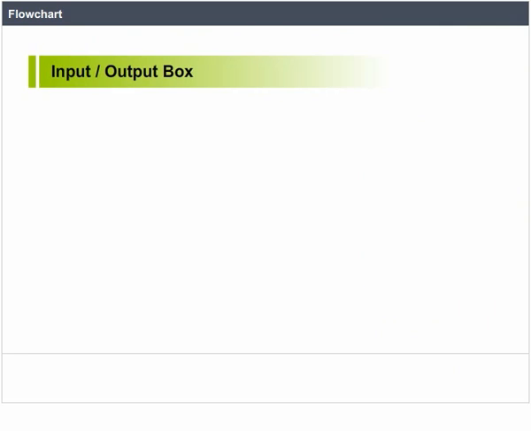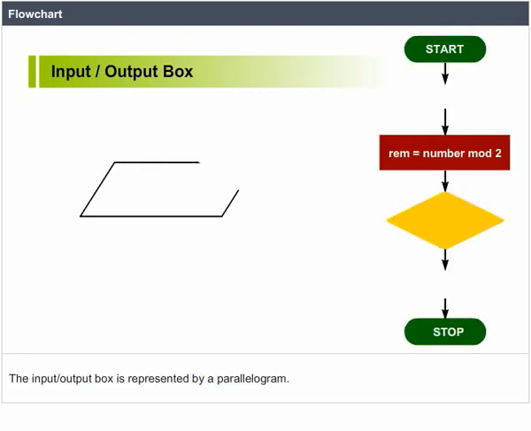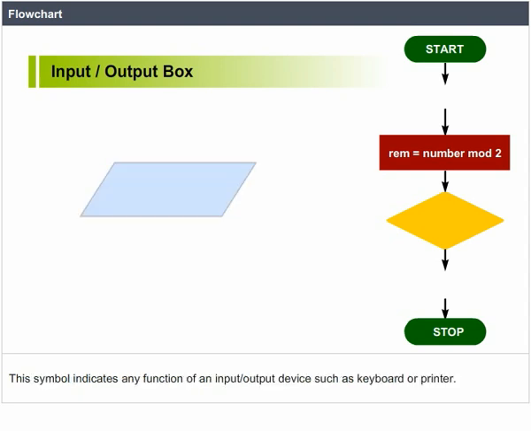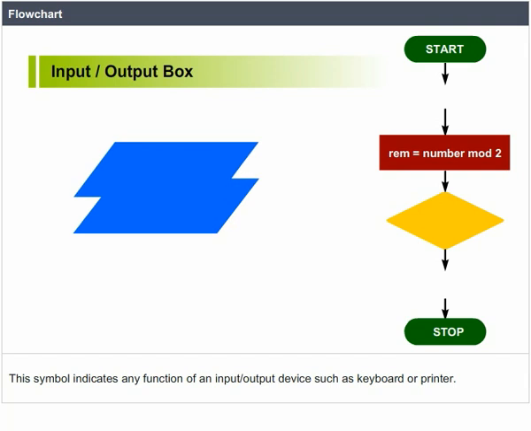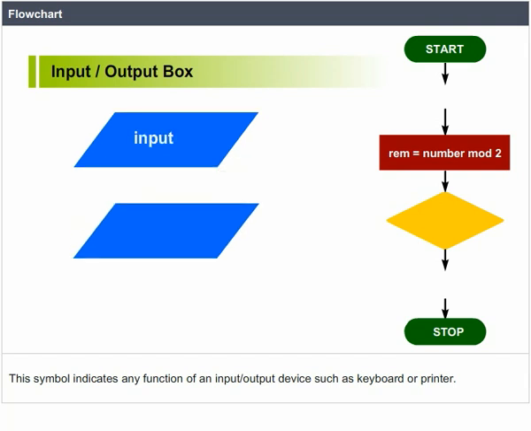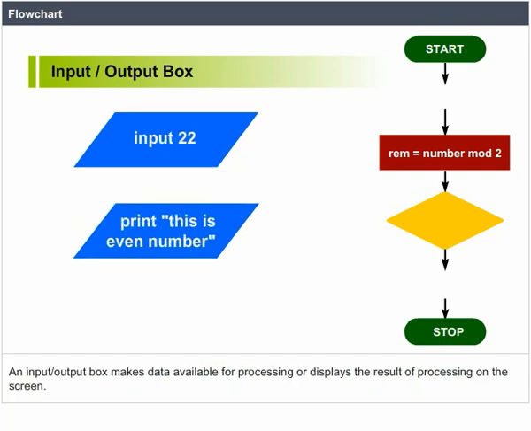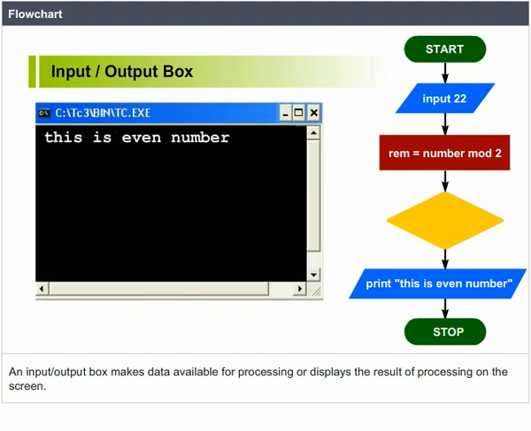Input or output box. The input or output box is represented by a parallelogram. This symbol indicates any function of an input or output device such as keyboard or printer. An input or output box makes data available for processing or displays the result of processing on the screen.